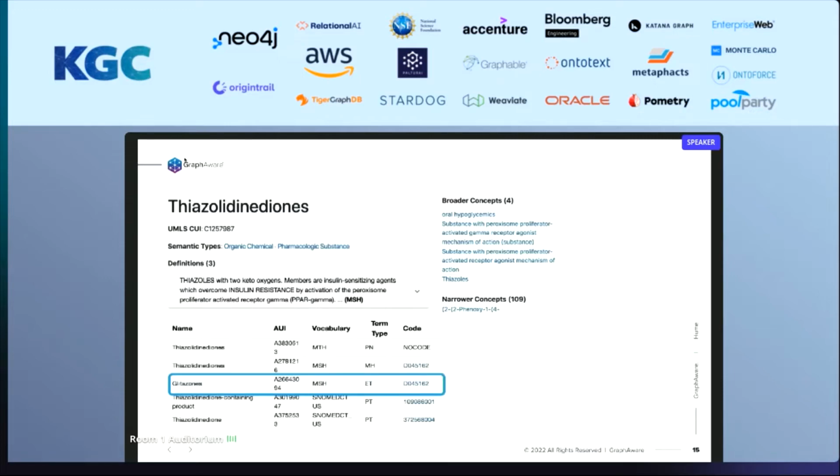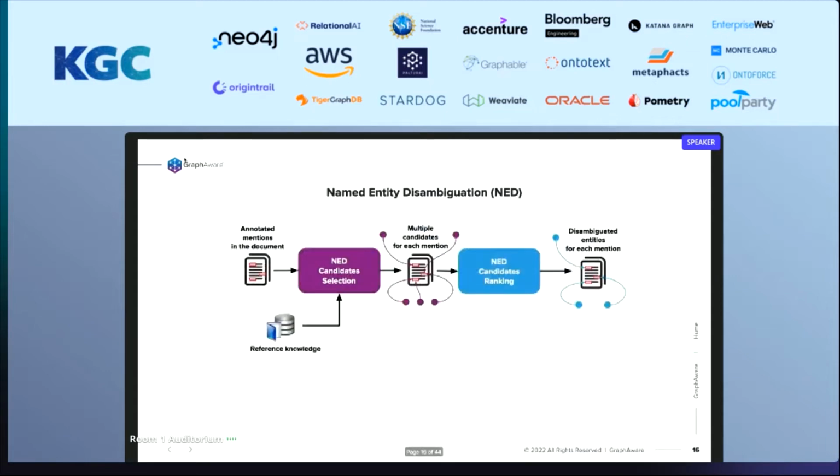Actually, the real name was glitazons, so they mentioned it in the text, which is one of the names that we can associate to this specific chemical substance. To have a better understanding of how traditional named entity disambiguation systems work, consider this simplified schema.